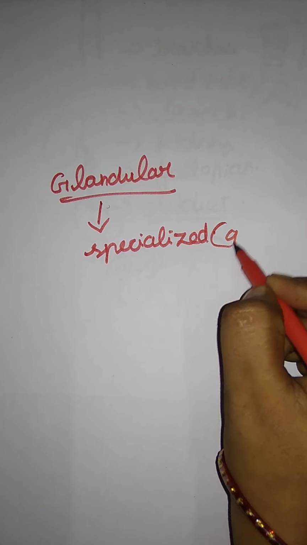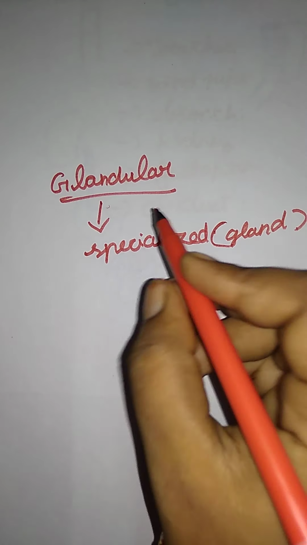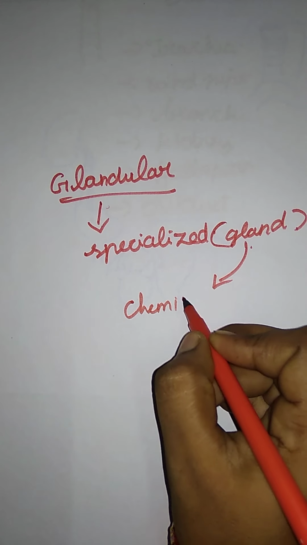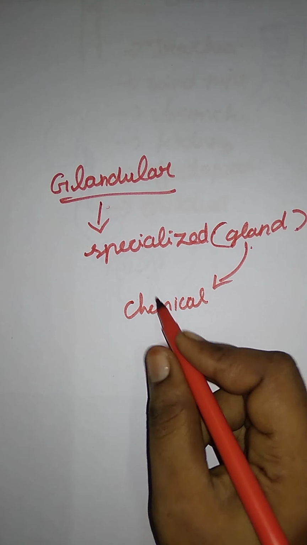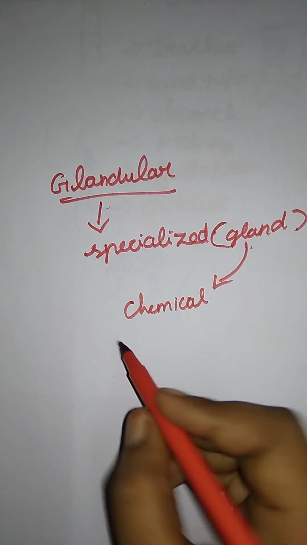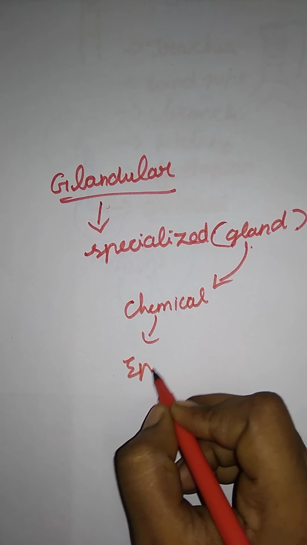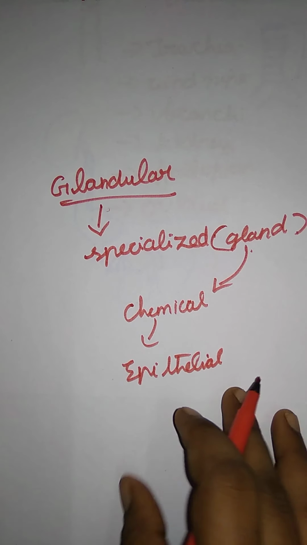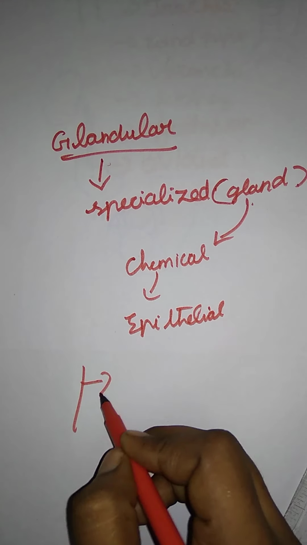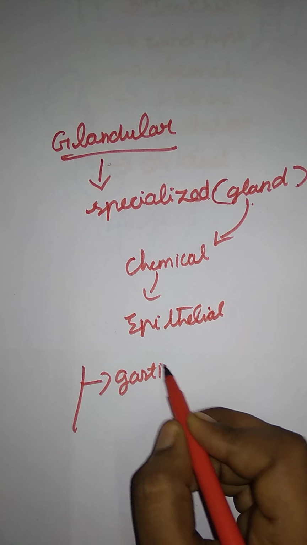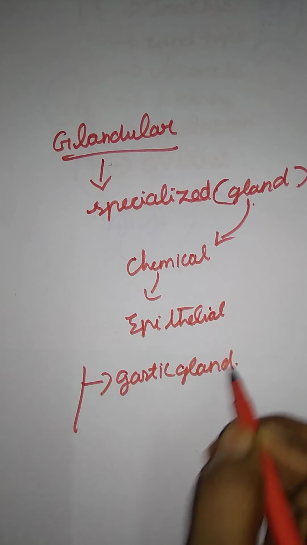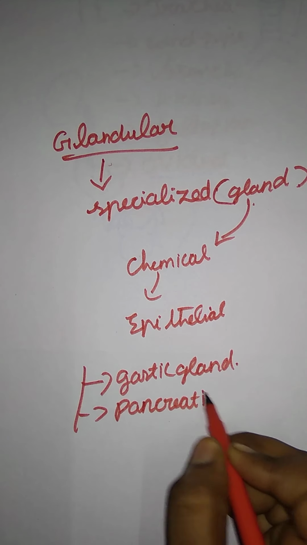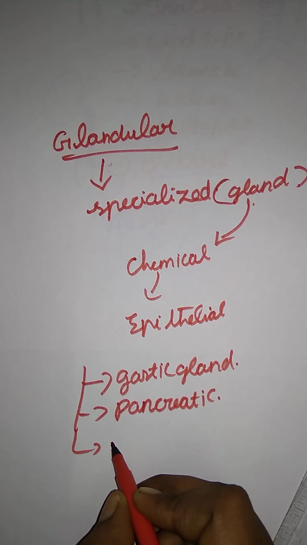Here, specialized glands are like the secretion of an enzyme, that is a chemical substance, and the chemical substance is secreted on their epithelial surface. Where are they secreted? Here, the epithelial surface area. Here they have some organs on their epithelial surface area. The first one is the gastric gland, and next one is the pancreatic tubules, and next one is the intestinal gland.